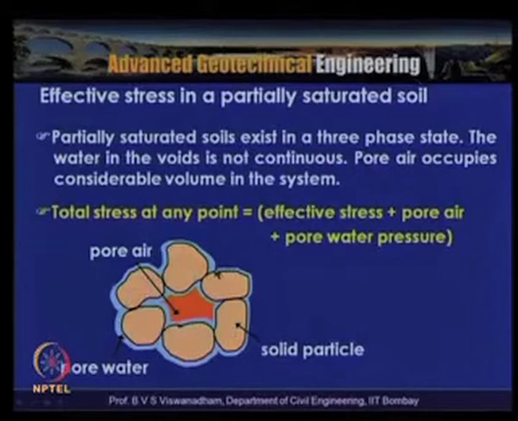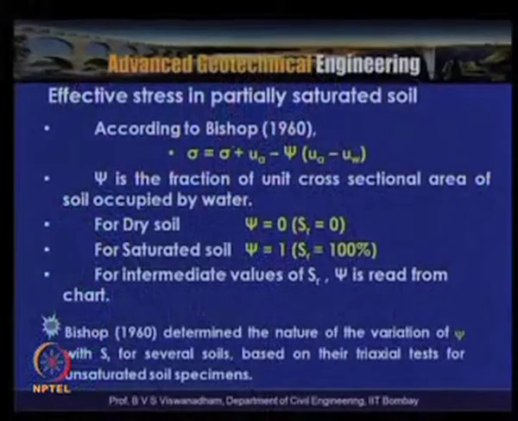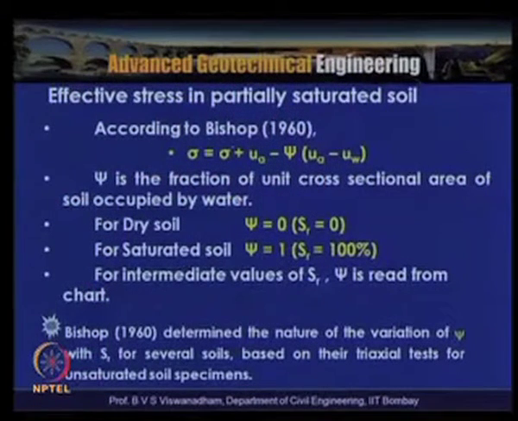So, total stress at any point is effective stress plus pore air plus pore water pressure. Based on that discussion, according to Bishop 1960, sigma, that is total stress, is equal to sigma dash plus Ua minus psi into (Ua minus Uw). Here psi is the fraction of the unit cross sectional area of the soil occupied by water.